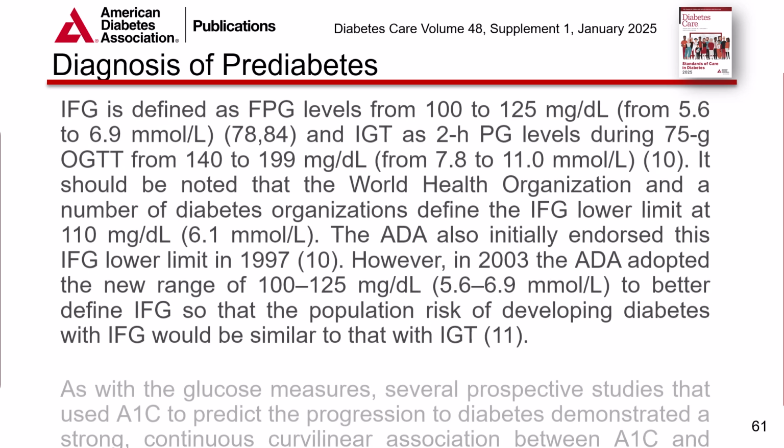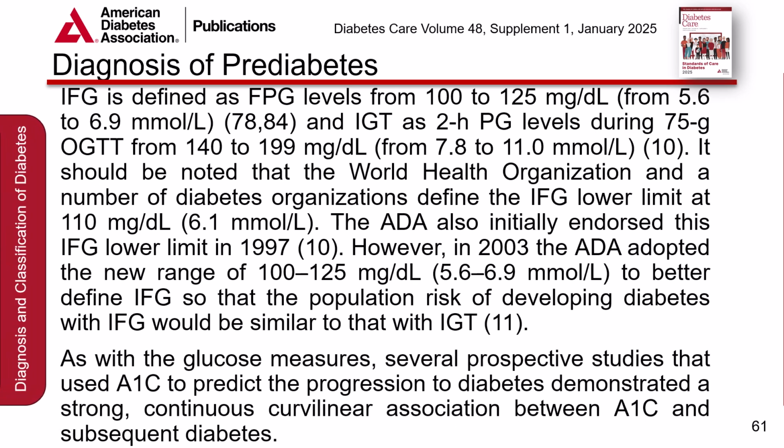Diagnosis of prediabetes. Impaired fasting glucose is defined as fasting plasma glucose levels from 100 to 125 milligrams per deciliter, from 5.6 to 6.9 millimoles per liter, and impaired glucose tolerance as 2-hour plasma glucose levels during a 75 gram oral glucose tolerance test from 140 to 199 milligrams per deciliter, from 7.8 to 11.0 millimoles per liter.